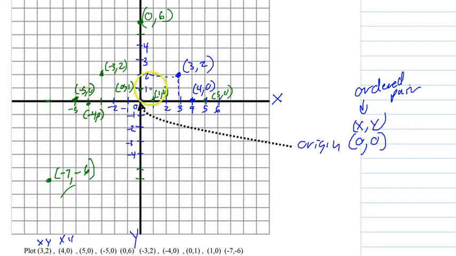If you had (0, 6), this one right here, then it's 0 for the x, so we don't go any left or right, we just go pure up. But that should always be that point.